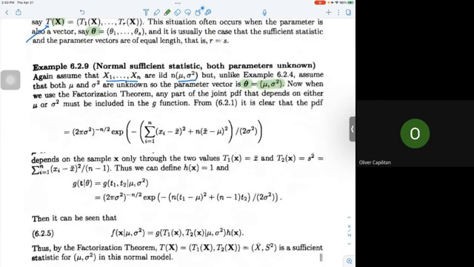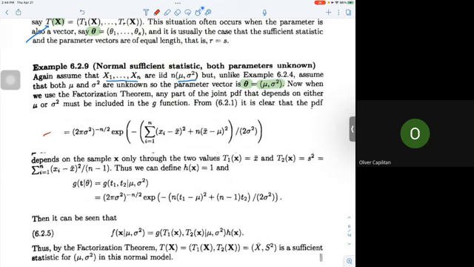We have this, the joint PDF of our sample. I wrote it earlier from 6.2.1. So it depends on the observed sample, small bold x, only through the values of t sub 1 of x equal to the sample mean, then t sub 2 of x to be the sample variance, in which we have this.